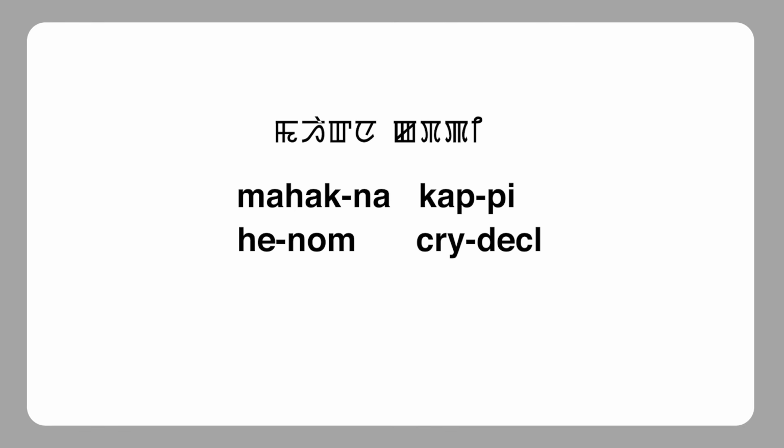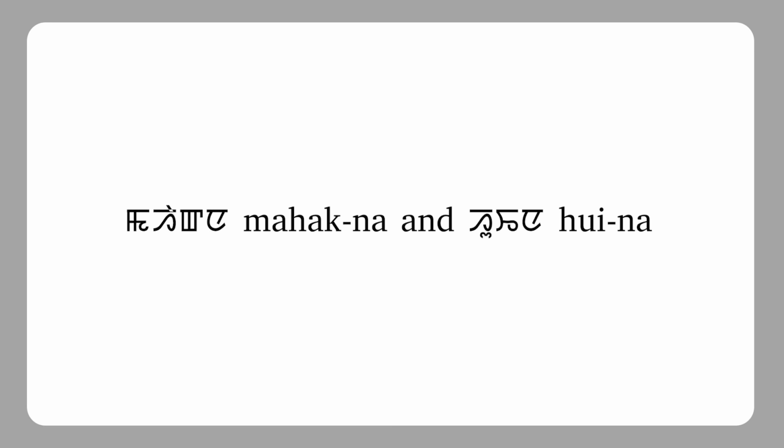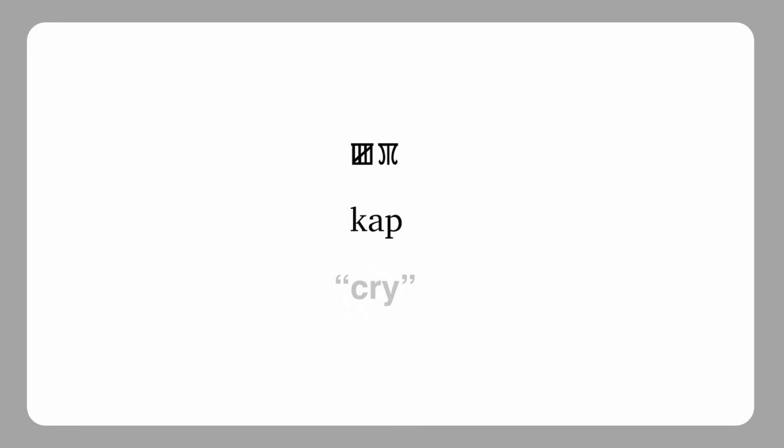All action verbs minimally require an actor which is marked by the nominative case marker na. These are monovalent or intransitive verbs. Mahakna kappi, he wept. Huina ngangi, the dog barked. In these examples, Mahakna and Huina function as actors or agents. The verbs kap, cry, and ngang, bark denote actions that do not extend to another participant.